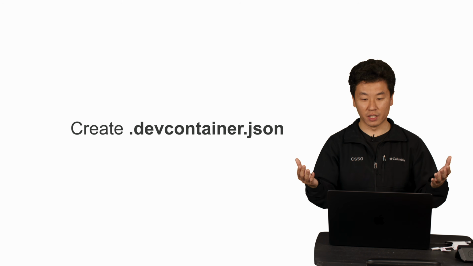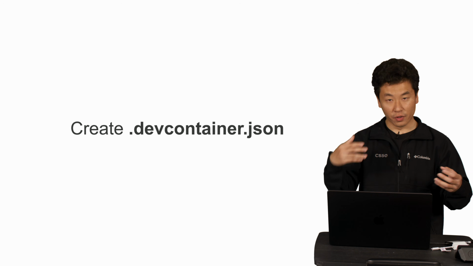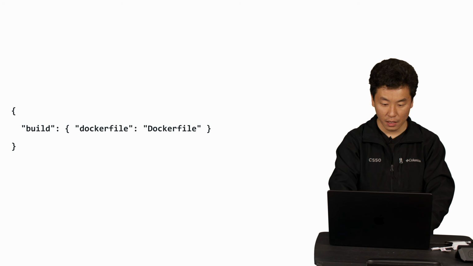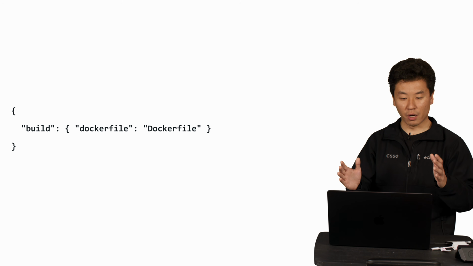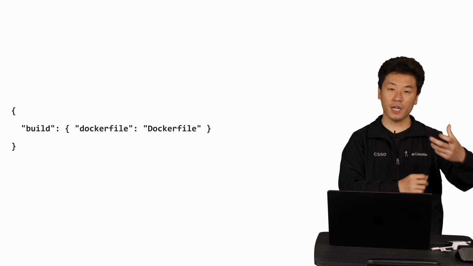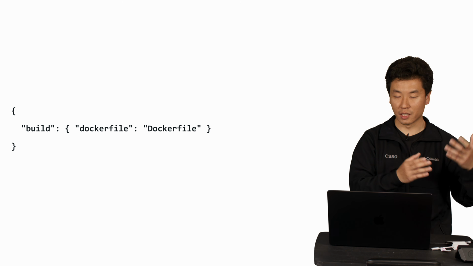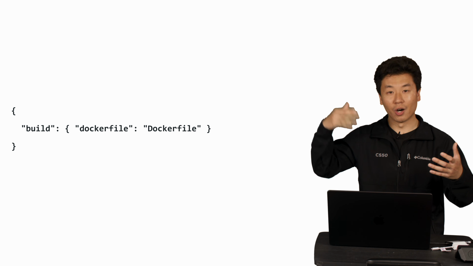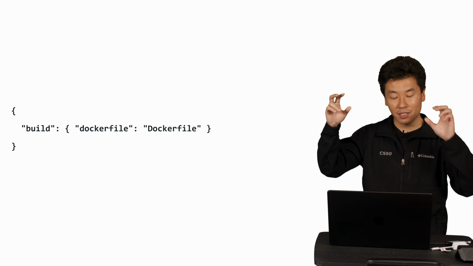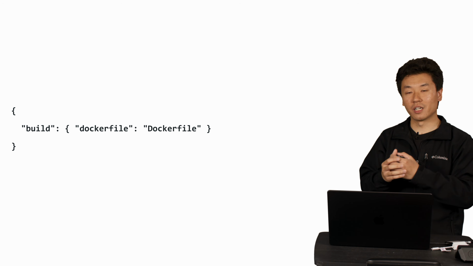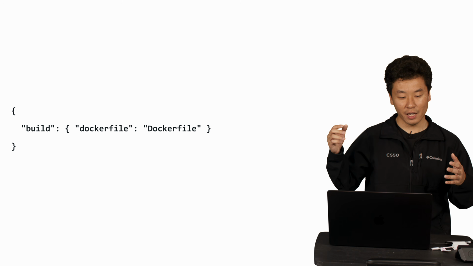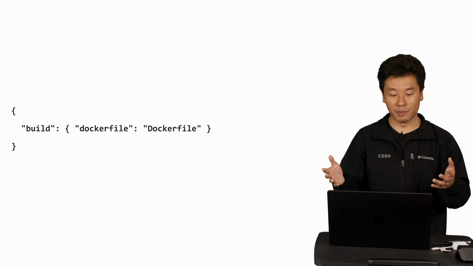We need the dev container JSON file for CodeSpace to launch a CodeSpace instance. So it looks like this. I'm going to explain what it means. We created the underlying operating system image, but then CodeSpace needs some instruction to launch the CodeSpace. That's what the dev container.json file is for. It's like an instruction to tell GitHub CodeSpace, hey, this user wants to launch a CodeSpace.